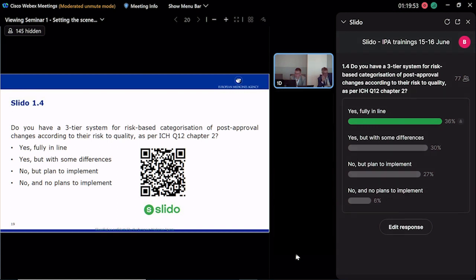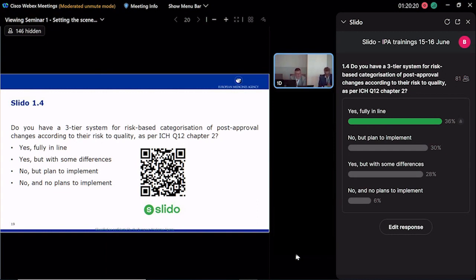No, we don't, but we plan to implement. So I think it was only 6% of respondents who indicated that there's no plans to implement. So for me, that shows over 90% of us here either have a variation system fully in line with Q12 or are on the path to implementing a system in line with Q12.